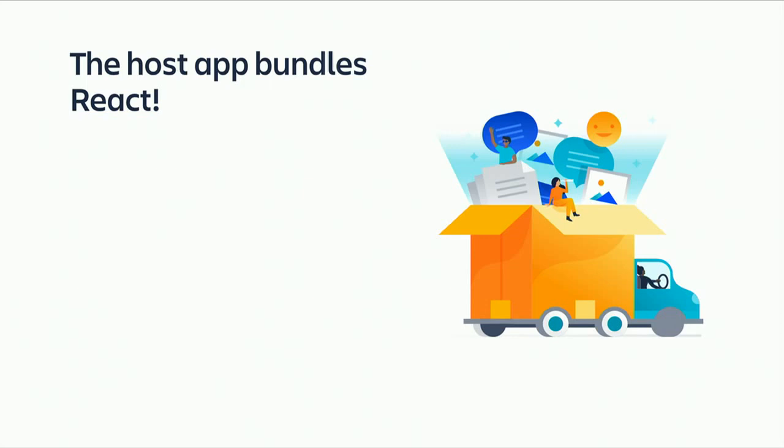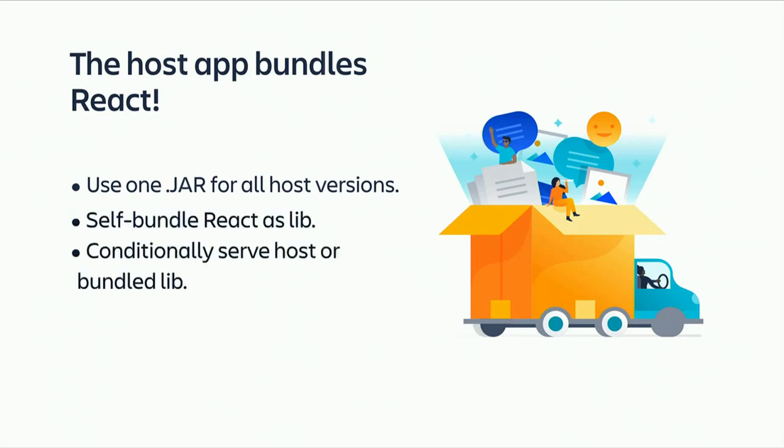So how do we ship a single jar that works with both modern and legacy versions of Confluence? Well, what we do is we self-bundle React and React DOM as a library and ship a single jar for both host versions. We're going to create client JavaScript code that conditionally serves either the host or the bundled library. How do we do that?